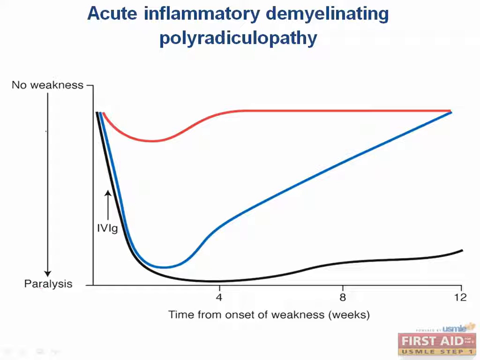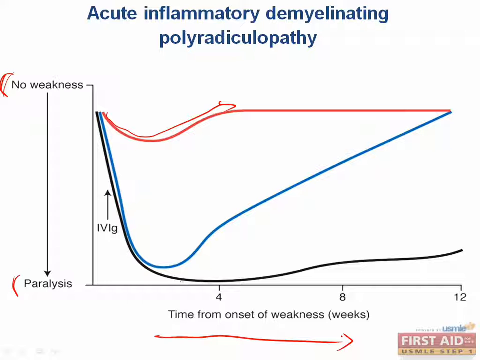So in this graph, on the y-axis, we can think of it as functionality with no weakness to the top. So this is kind of your best case scenario, and then paralysis, which would be your worst case scenario at the bottom of the y-axis. And then on the x-axis, we're simply looking at a progression of time. And so in the red case, you can see that this is sort of a mild case that spontaneously resolves. So it's not too much of a big deal.